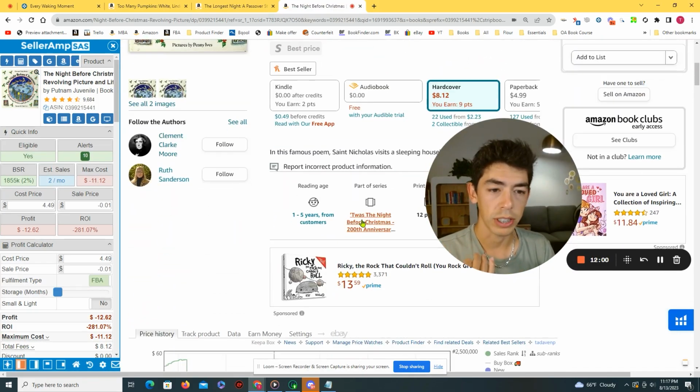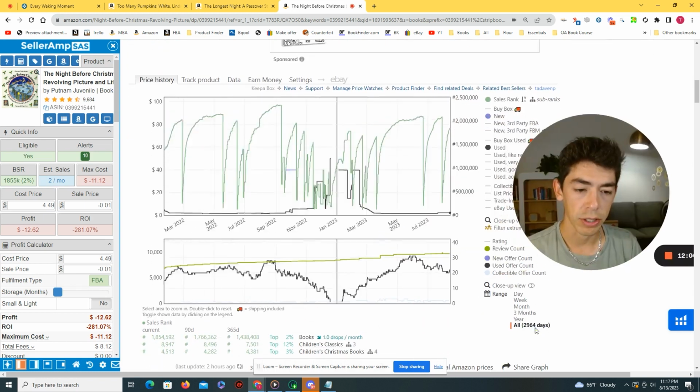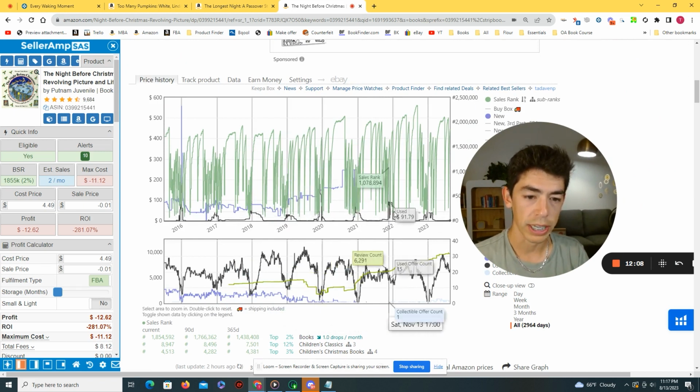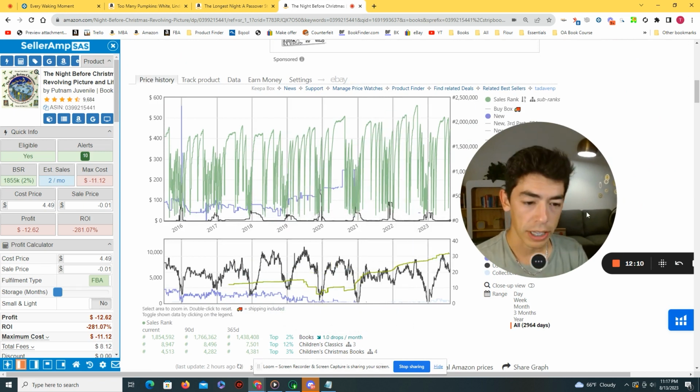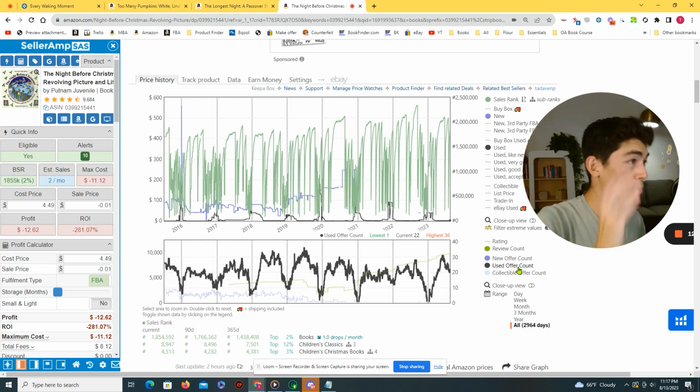Now, last book. I know we covered this topic already, but again, The Night Before Christmas. A lot of people would see that this book is worth $2 and automatically pass on it. But notice, if we look at the last 2,900 days, you see the same thing over and over again. Every single year, the offer count down here on the bottom takes a nosedive during November and December, because it's a Christmas book.